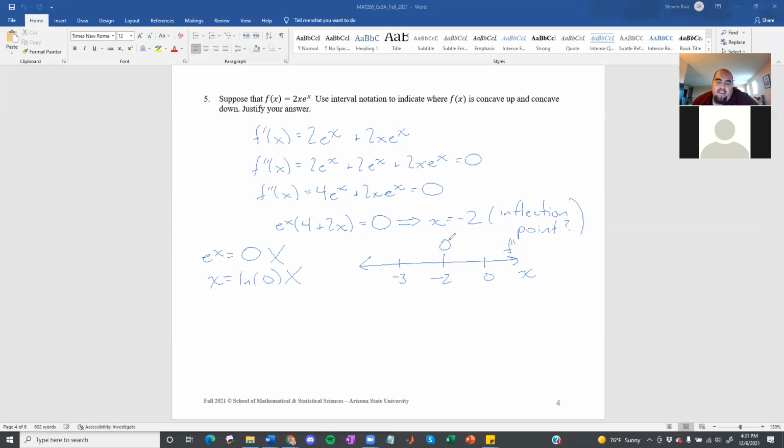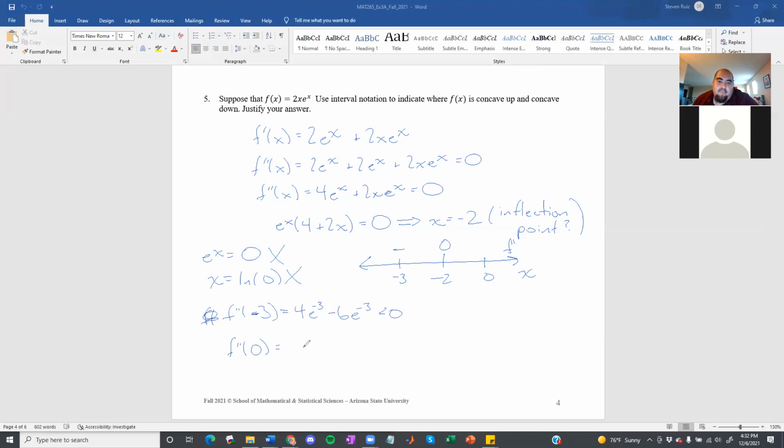The second derivative at negative 2 is equal to 0. Now I got to figure out what's happening at f double prime of negative 3. That's equal to 4e to the negative 3 minus 6e to the negative 3. Is that positive or negative? That is negative. Yep. All right. And how about f double prime of 0? That should be positive. Oh, wait, no, negative. Sorry, negative.